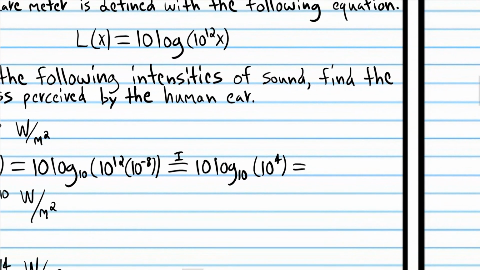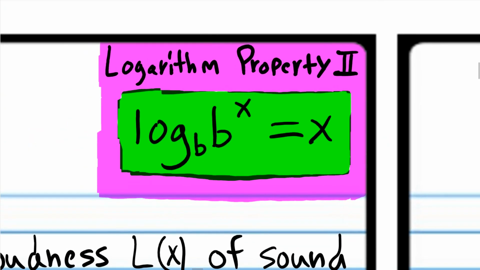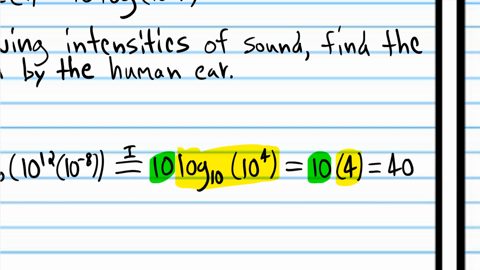So what this means is because these two bases are the same, and you can get a picture of this if you want to, this entire logarithm becomes 4. I know that's hard to believe, but this entire yellow logarithm just became 4. And the green 10 is still out there like that. And then we have 40.